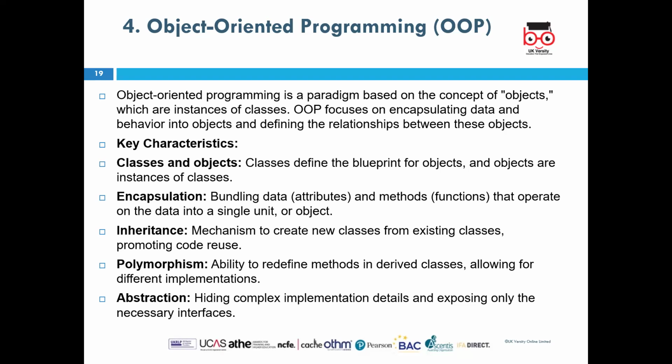Polymorphism, which is the ability to redefine methods in other classes, allowing for different implementations. And lastly, we have abstraction, where we're going to hide the complex implementation details and expose only our necessary interfaces.